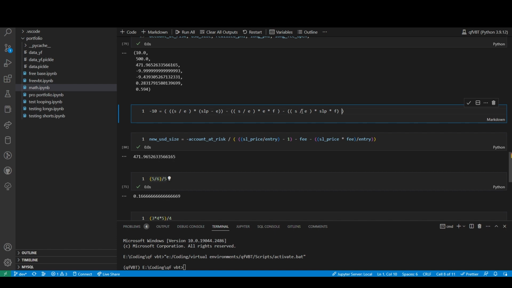Then here the S is gone, so we just have stop loss price times the fee over E. So that's what you get here: stop loss price times F divided by E.